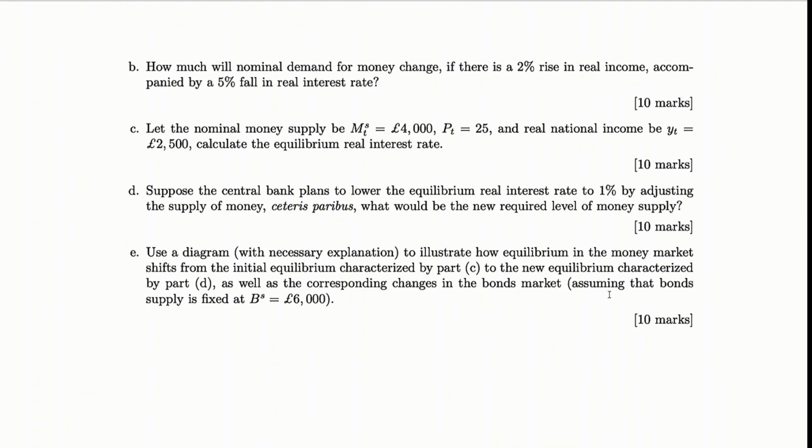How much will nominal demand for money change if there is a 2% rise in real income combined with a 5% fall in the real interest rate? Now, I'm not going to give an answer for that. I want you to answer that. Any ideas? What the question is asking is how much money demand will change if there is a 2% rise in income and a 5% fall in the interest rate.